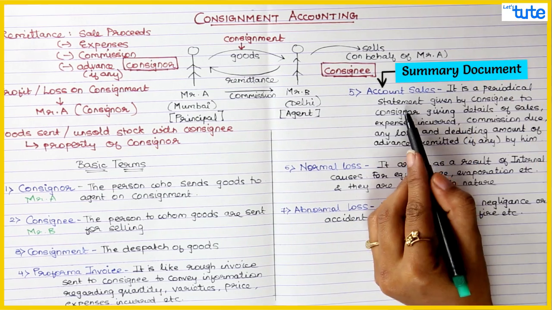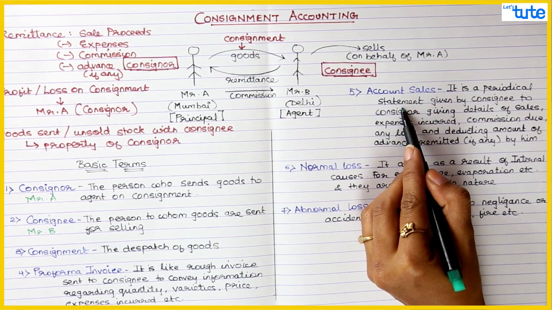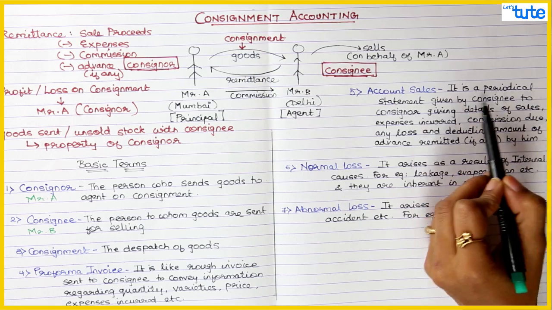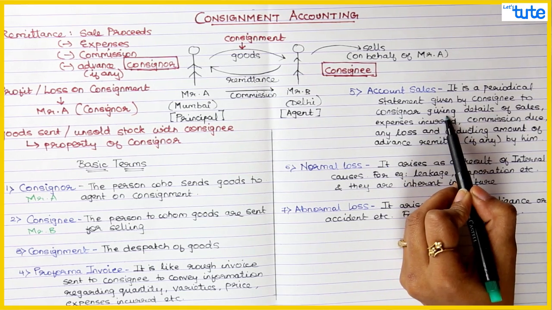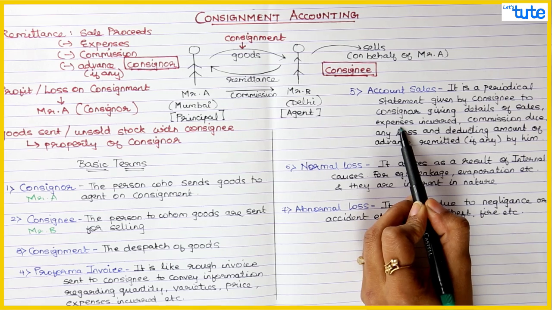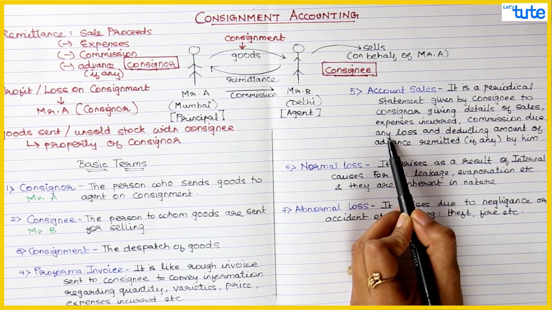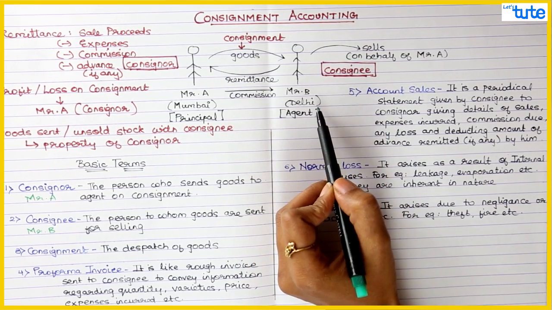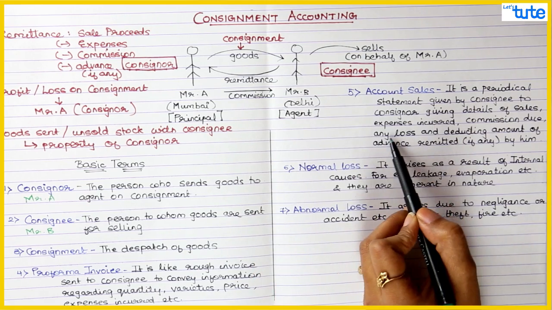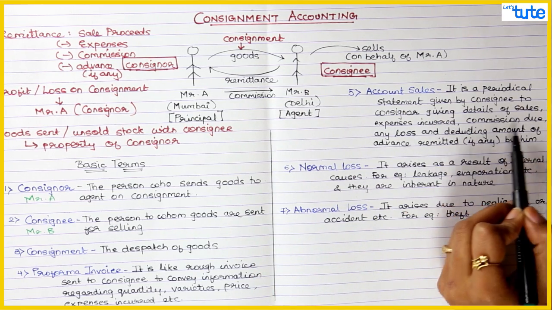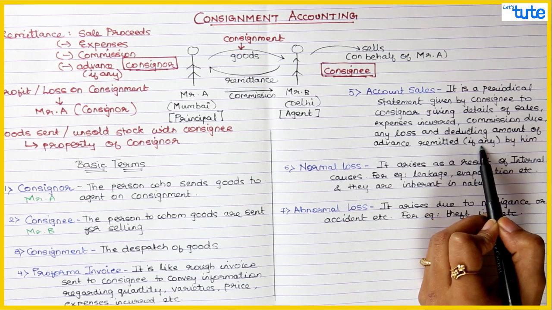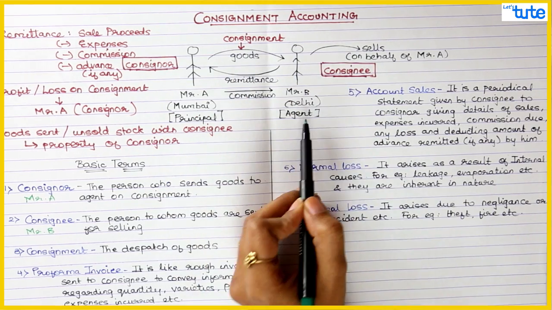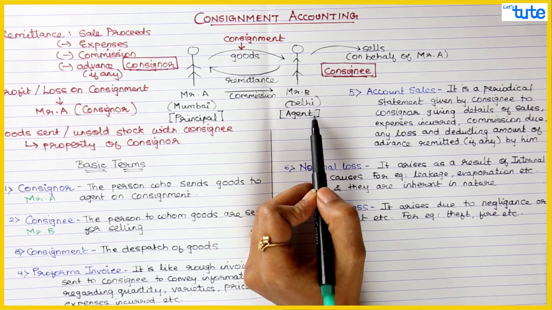So it is a periodical statement. Now this periodical statement can be weekly or it can be monthly, depends on the number of transactions, given by the consignee to consignor. It gives the details of sales, expenses incurred, commission due, any losses which has incurred. So it might be possible there is loss by fire in the godown, or there might be some normal loss. So any losses incurred, and also deducting amount of advance remitted, if any, by him. So B gives all the details related to this consignment business to A, whatever the transaction B has incurred.